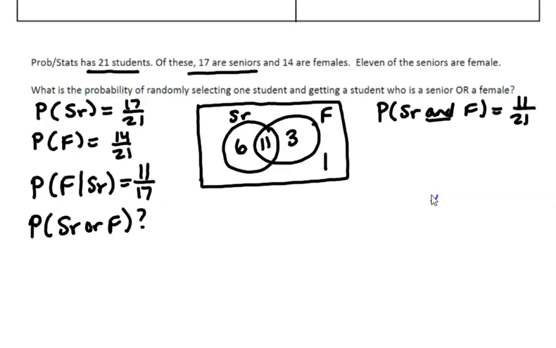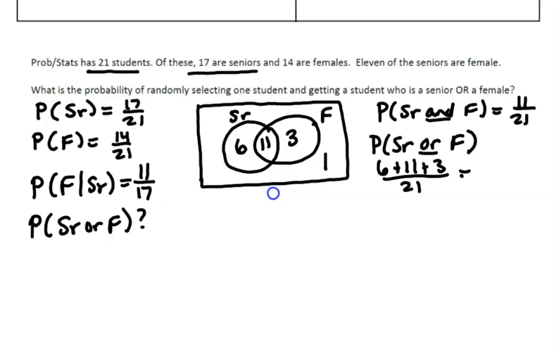Now, we can use this to figure out our probability of senior or female. We can do it a couple ways. We can just look at the Venn diagram. 6 plus 11 plus 3 would give me all the people who are in the categories that are either senior or female or both. So this could be 6 plus 11 plus 3 all over 21, or 20 over 21.